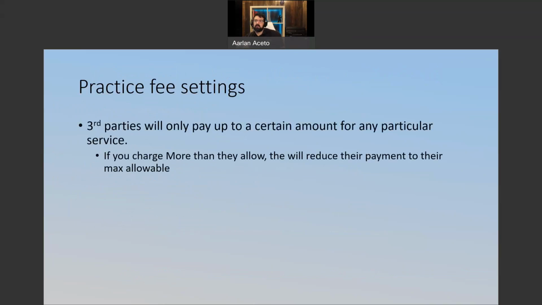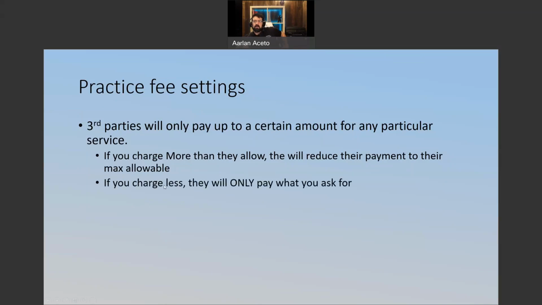And again, third-party players will only pay up to a certain amount for any particular service. So if you said, hey, I'm going to give you glasses through Medicaid, you can say they cost $400 for the frame and $800 for the lenses, and that's fine. You can charge $1,200, but generally they're only going to give you their contracted amount, which let's say for Medicaid in Connecticut, the frame may be $29.92. Well, it doesn't matter that you would charge somebody $400 for it. They will pay you a certain amount and no more, period. That's how it works.